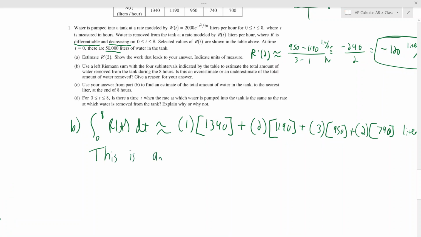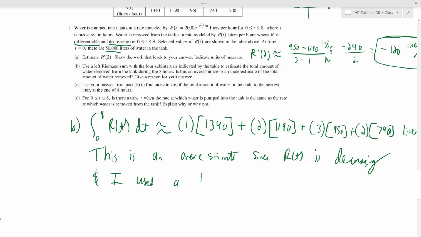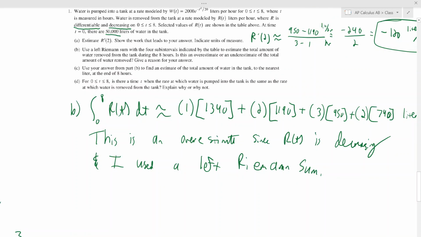This is an overestimate since R of t is decreasing. Look at my chicken scratch. And I used a left Riemann sum. So like I said, all right, part C.